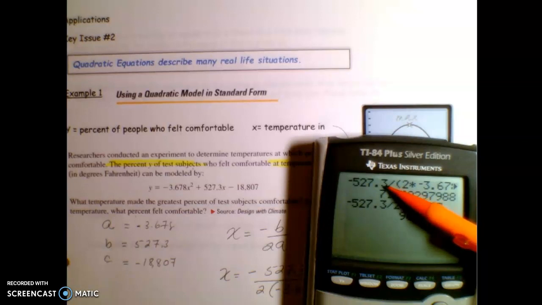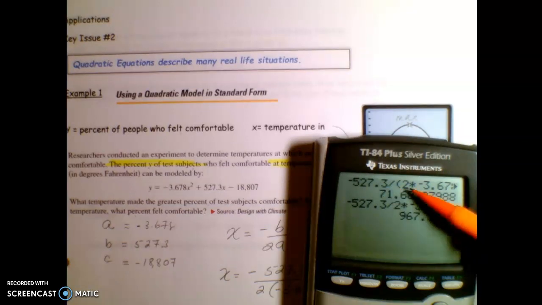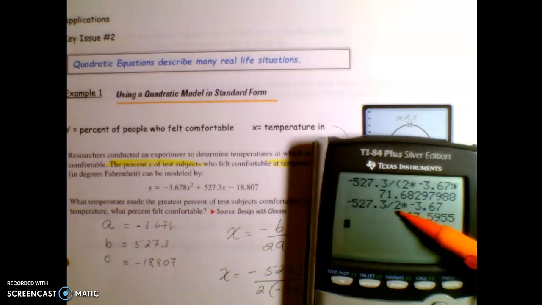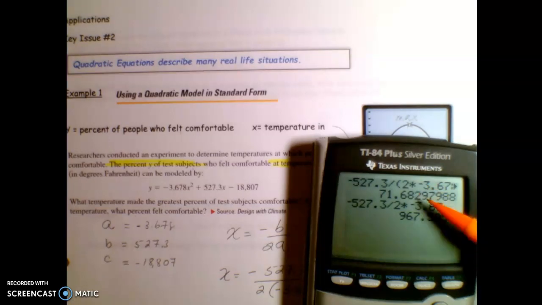What's happening here is it's saying take this number and divide it by 2 times this, the quantity 2 times this. If I do it this way, it says negative 527 divided by 2, so I'm only dividing by 2, and then whatever my answer is, I'm going to multiply that entire answer by negative 3.67. Okay, so I need to always put this inside parentheses, all right?